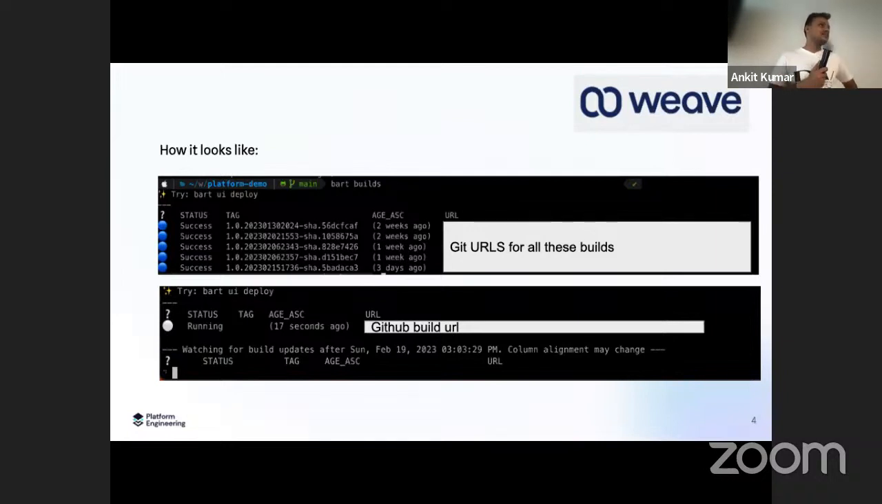Only for internal use? Yes. It's not open source? No. Then I don't have any plans to. I don't know about the.